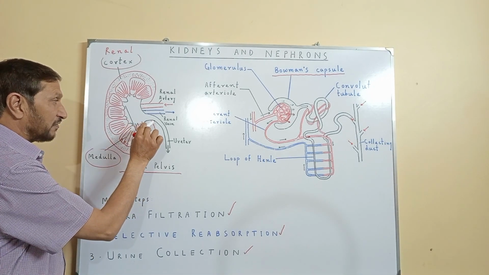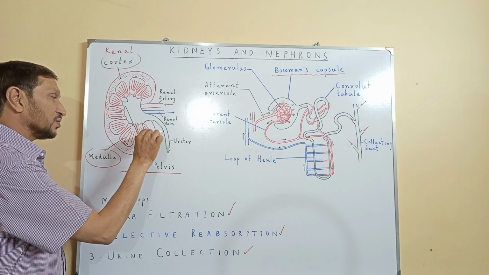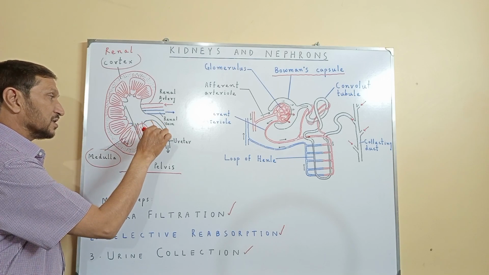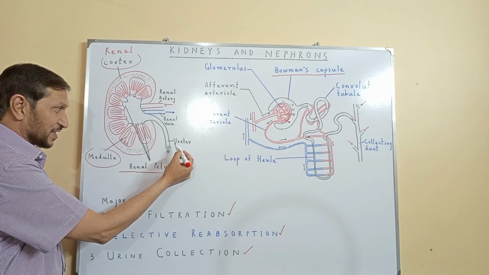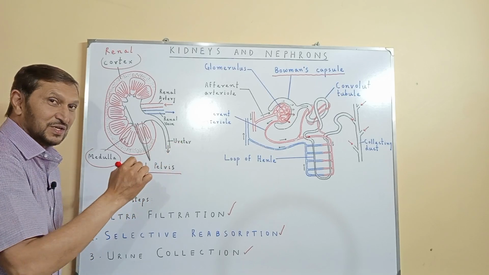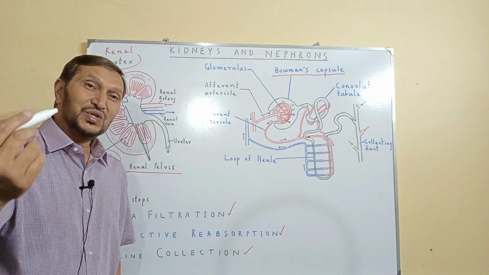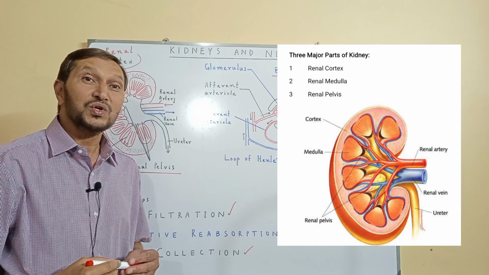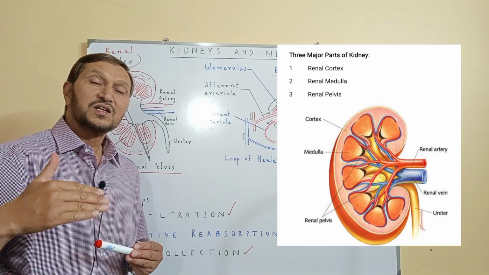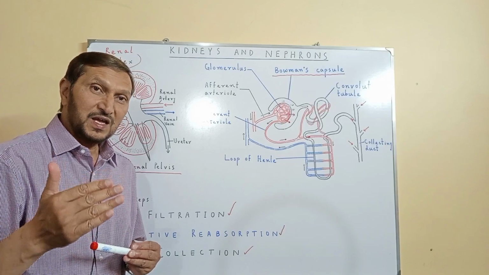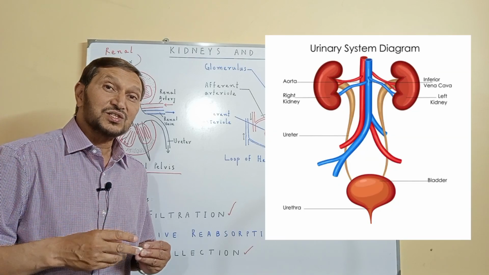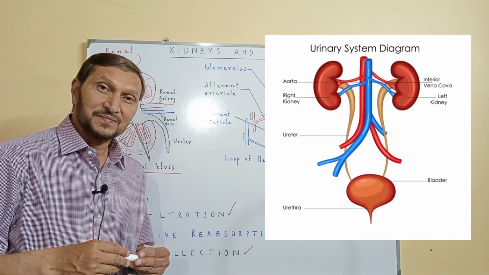And this renal pelvis, after collecting the urine, adopts the shape of the ureter, and this ureter then takes the urine towards the urinary bladder, where the urine is stored temporarily for some time, and then from there the urine is discharged out of the body.